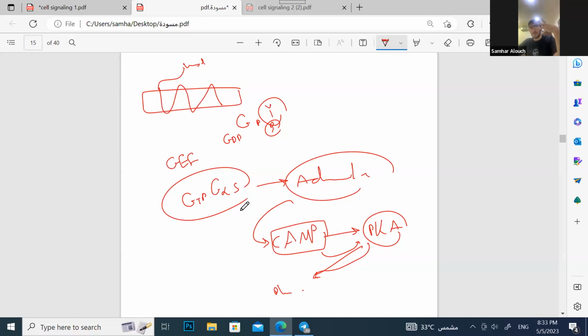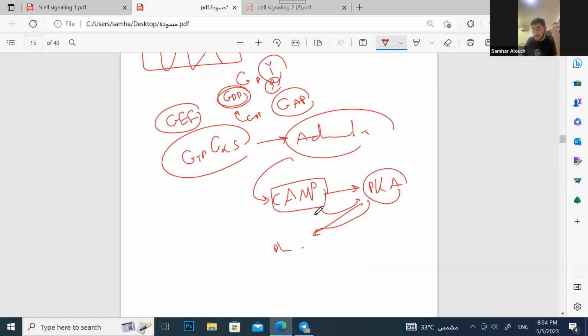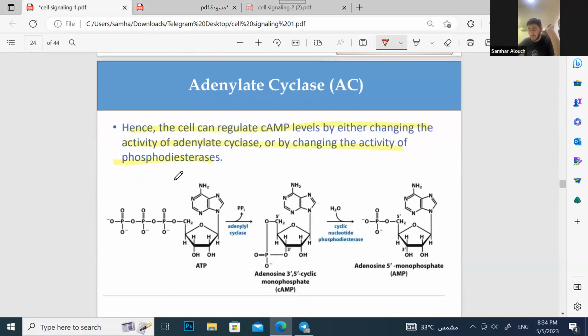We have 4 ways of terminating it. The first 2 ways we mentioned before the break, which are the GAP protein, if you remember, that reverts GTP to GDP, and that terminates the whole thing. Or we have the phosphodiesterase, which breaks cyclic AMP to 5'-AMP, and we have phosphatase, which removes the phosphate group. And these are the 4 ways of terminating. Okay, and that's the adenylyl cyclase pathway.